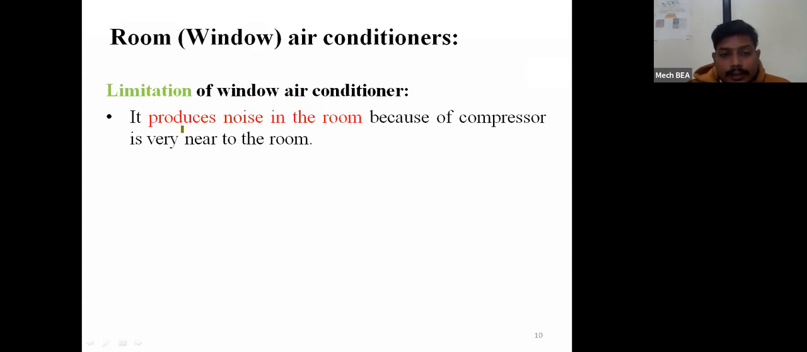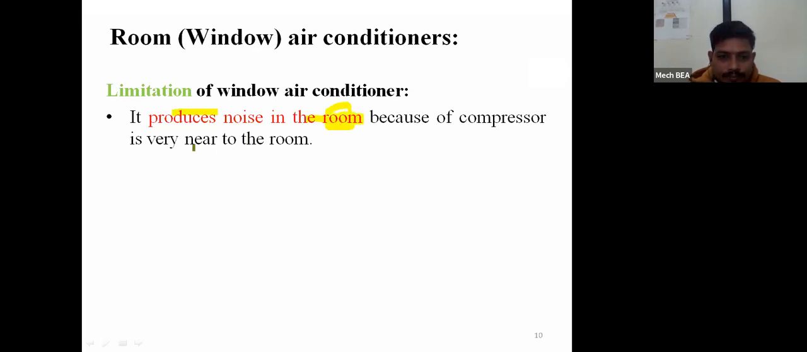Towards the room, the indoor part, or evaporating part, will be faced, and towards the atmosphere, the outdoor unit, which is nothing but the condenser part, will be faced. Whatever compressor is present inside that compact unit will produce noise as well as vibration. And as that unit is placed on the window, whatever noise and vibration is produced will come directly inside the conditioned room.